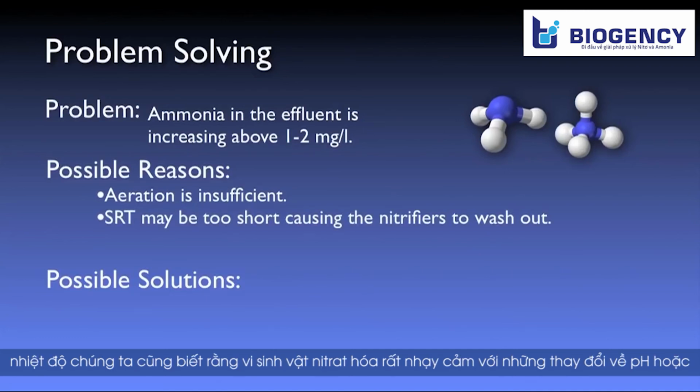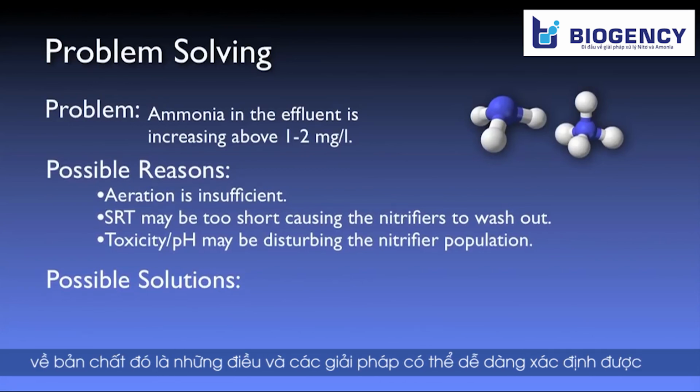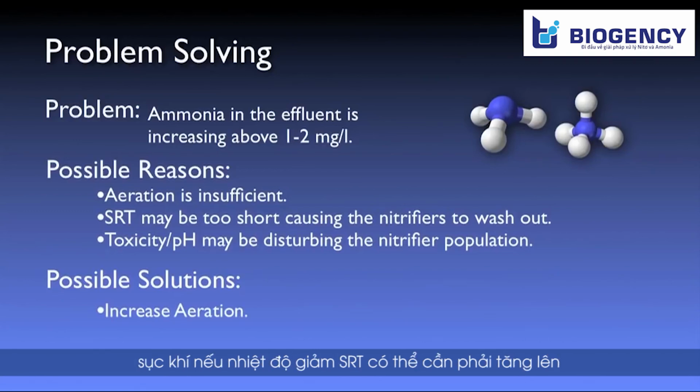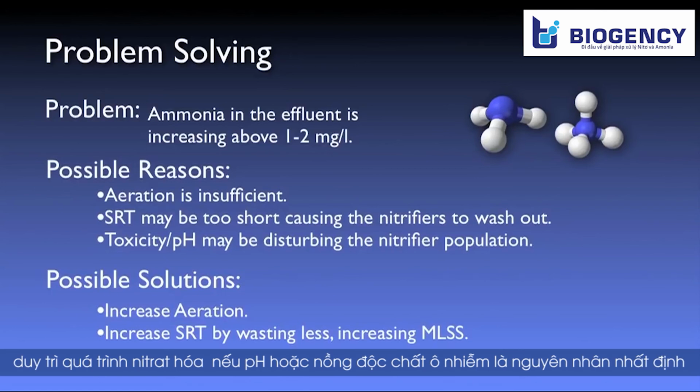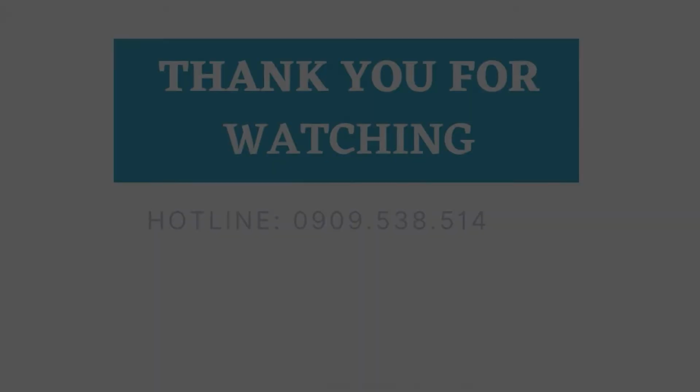Also, we know that nitrifiers are very sensitive to changes in pH or toxic conditions. Perhaps this performance loss is due to a disturbance of that nature. Knowing these things, the possible solutions are easily determined. If low DO is the culprit, full nitrification will return by increasing aeration. If temperatures have dropped, the SRT may need to be increased to maintain a healthy nitrifying population. If pH or toxicity is the culprit, certain specific actions may be required, depending on the exact cause.